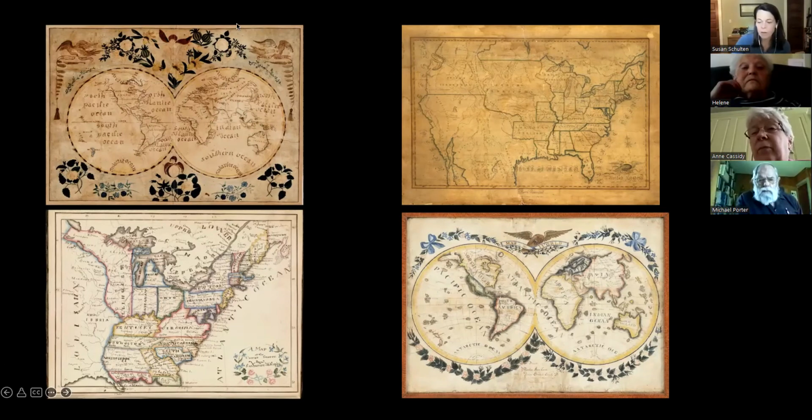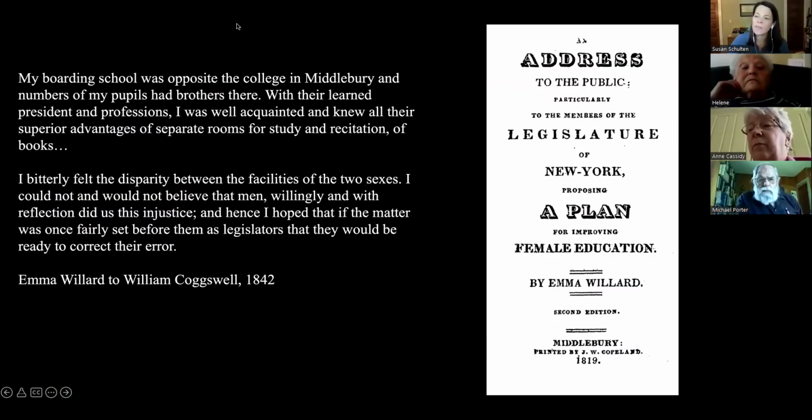All of this frustration, disappointment comes to a head in the late 1810s. And I pause here to move away from maps just for a moment so you can realize that Emma Willard is critiquing and frustrated with education that's offered to women generally, not just in the realm of geography. And so decades later, she's reflecting on her experience at this time when she was at Middlebury. And she says, my boarding school was opposite the college in Middlebury, and numbers of my pupils had brothers there.